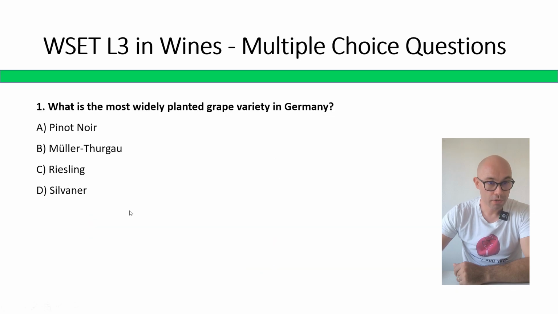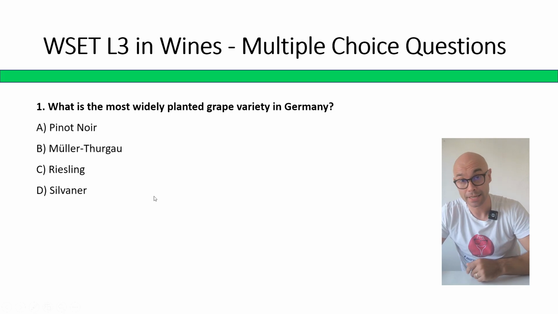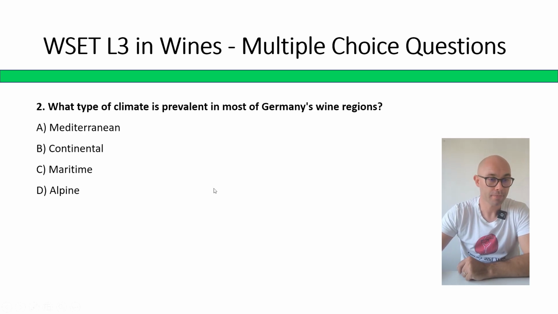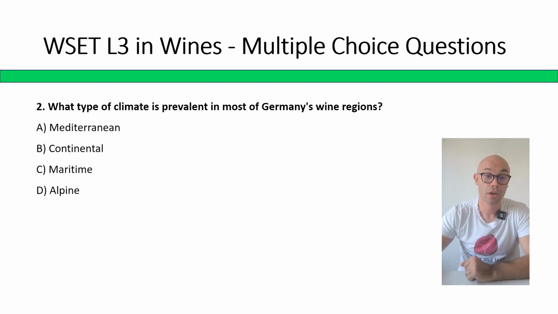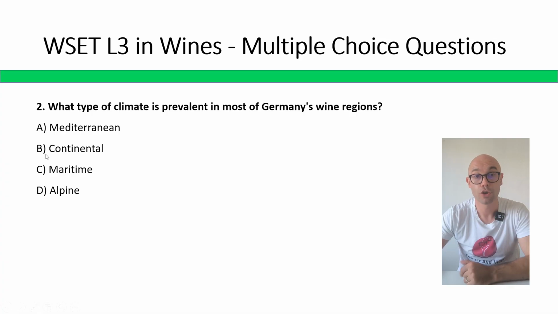So what is the most widely planted grape variety in Germany? Pinot Noir, Müller-Thurgau, Riesling, Silvaner. The correct answer is C, Riesling. Okay. What type of climate is prevalent in most of Germany's wine regions? Mediterranean, continental, maritime, alpine. The correct answer is B, cool continental climate.